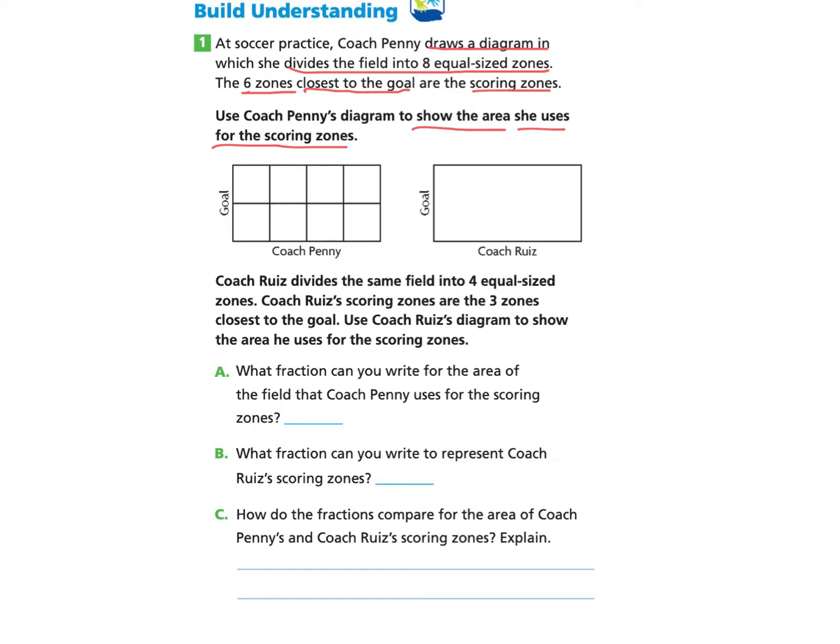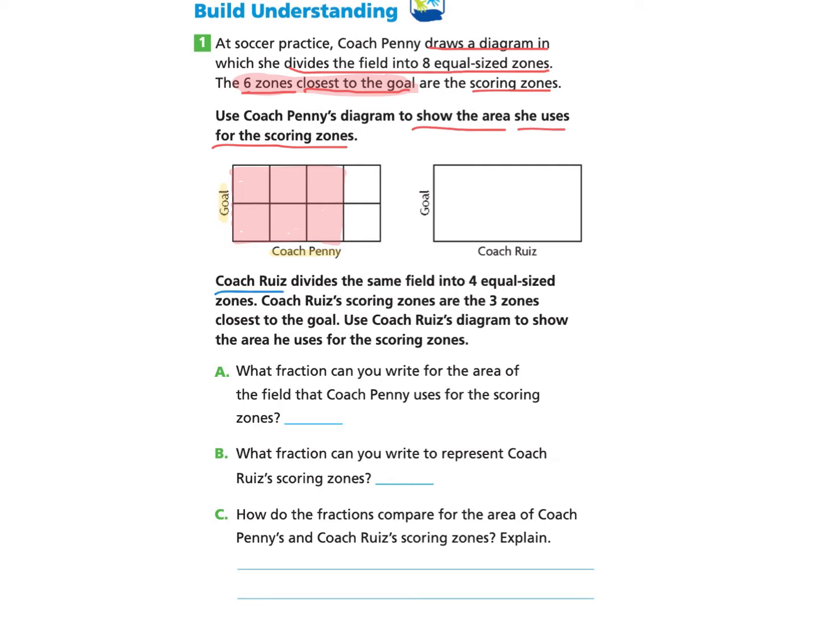So we see the diagram where Coach Penny has drawn the goal here, and she has drawn 8 equal-sized zones, and she's saying that we need to take those 6 zones that are closest to the goal and call those the scoring zones. So that's going to be these 6 squares. We would call this the scoring zone, according to Coach Penny's drawing, because those are the closest squares to the goal. So we'll go ahead and fill those in. And now we need to read the next section.